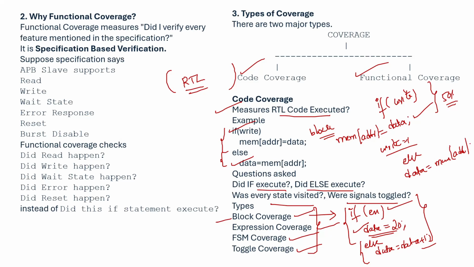In this else condition I am writing data equal to memory of address. Mem of address means reading the data, so from that address we are reading the data. If you are giving write equal to 0, that means it is doing the reading operation, then these two lines are covered. So then this 50% is also covered. Then total 100% we are verifying.